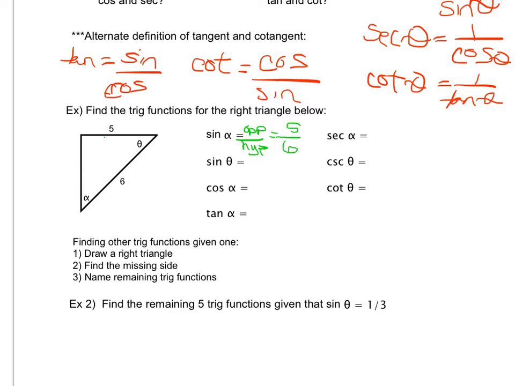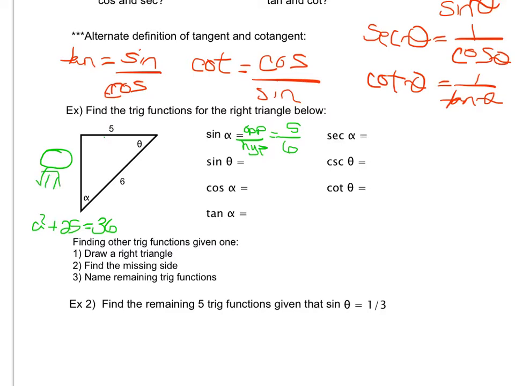Sine of theta, however, is going to be opposite, which is this side here. Notice I'm not given that side, but since it's a right triangle, I can find it using the Pythagorean theorem. I can say a squared plus 25 equals 36, so a squared is going to be 11. So this side is going to be the square root of 11.